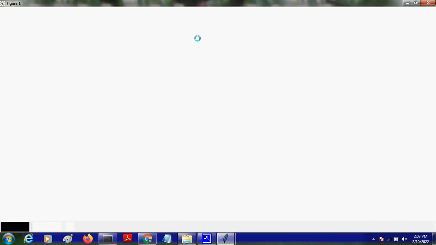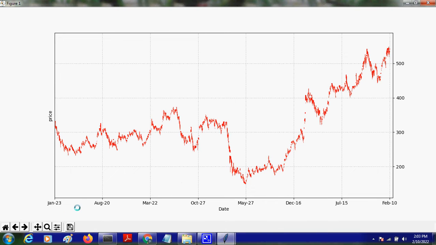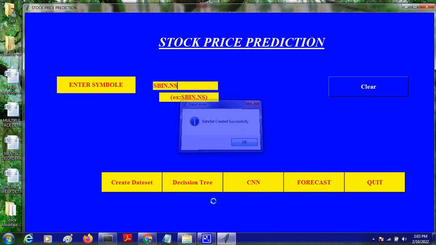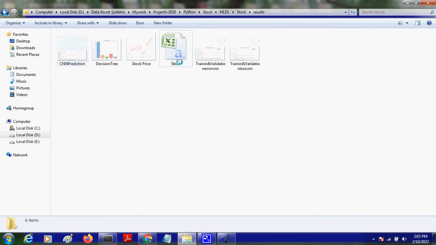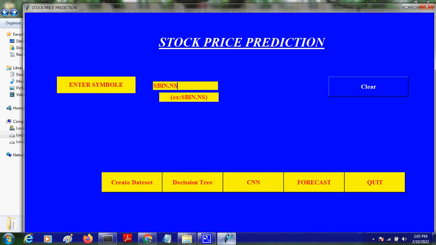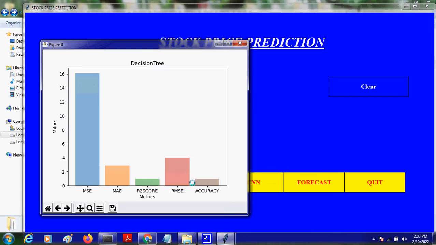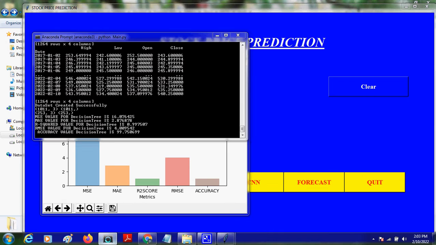So this is the data visualization from January to February, one year of data visualized through a chart. We have imported the data here. The stock CSV data will be imported from the NSE website. So we are using the decision tree algorithm, and it gives better accuracy, 99 point.